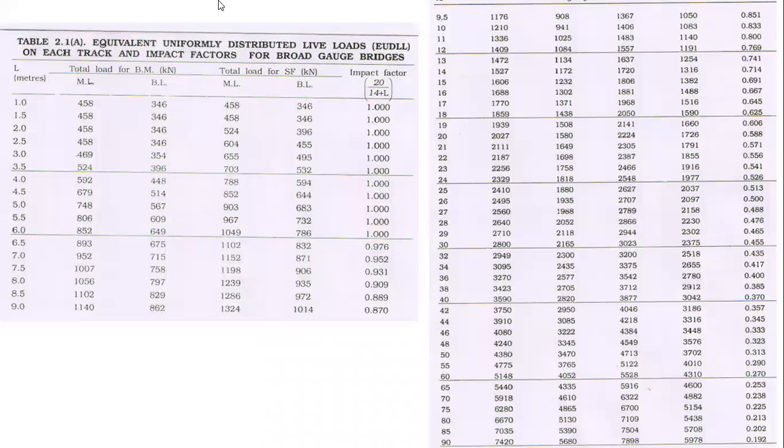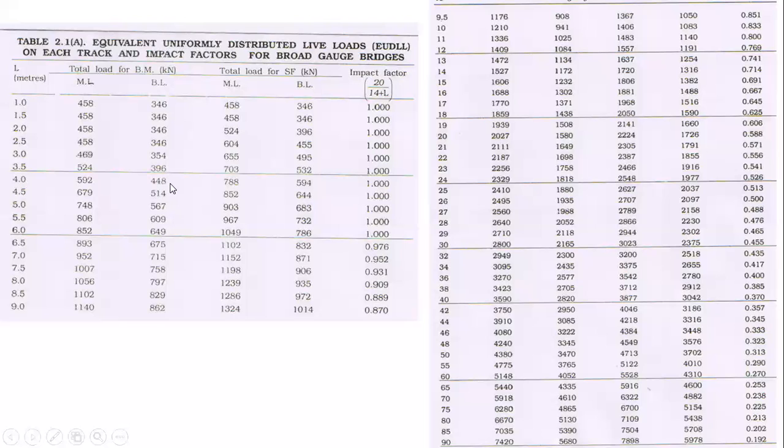Next, I have to calculate the live load and impact load. So these are the two tables. These are actually one table, which is given in IS code, IS 1915. Now, what is this? Equivalent uniformly distributed live load. As I told you in the last lecture, we discussed the theory of girder bridges. We have to calculate the EUDLL on each track and impact factors for broad gauge bridges.